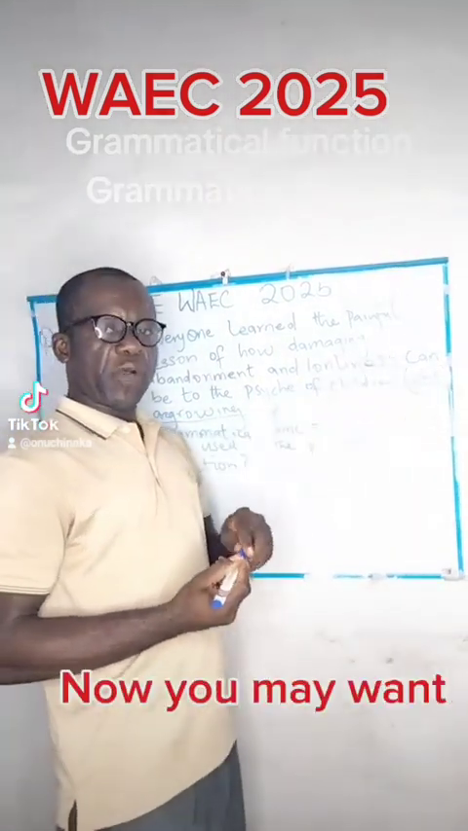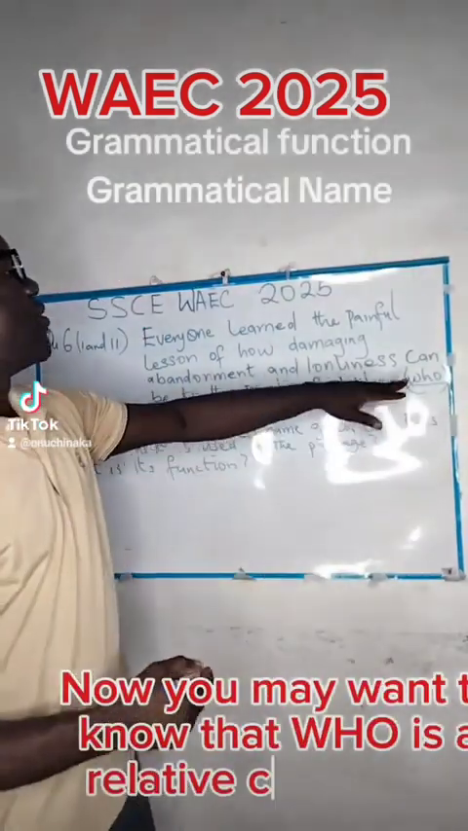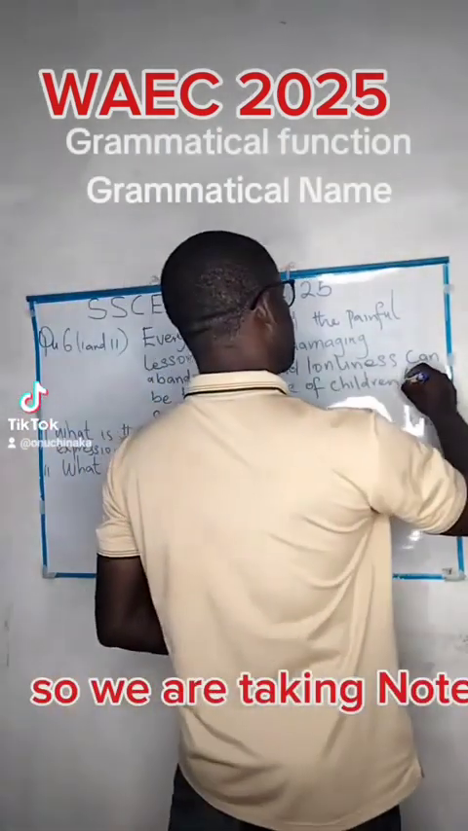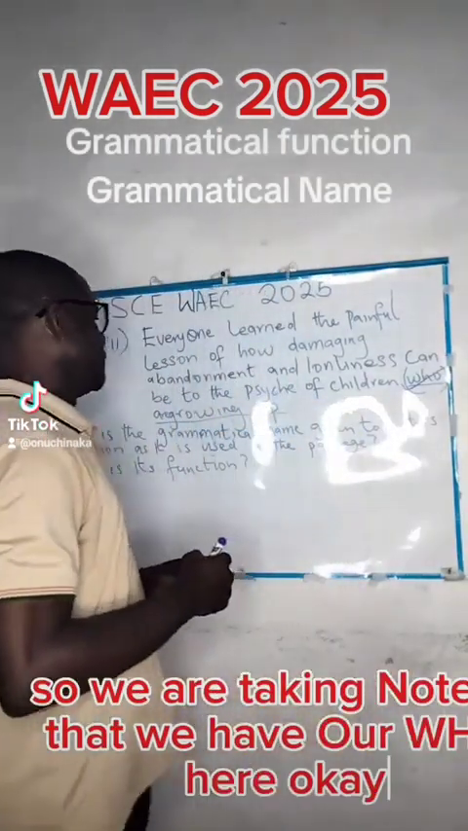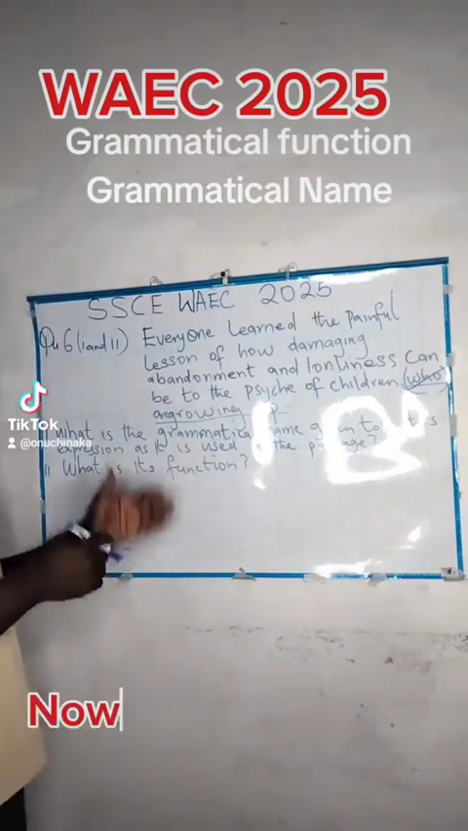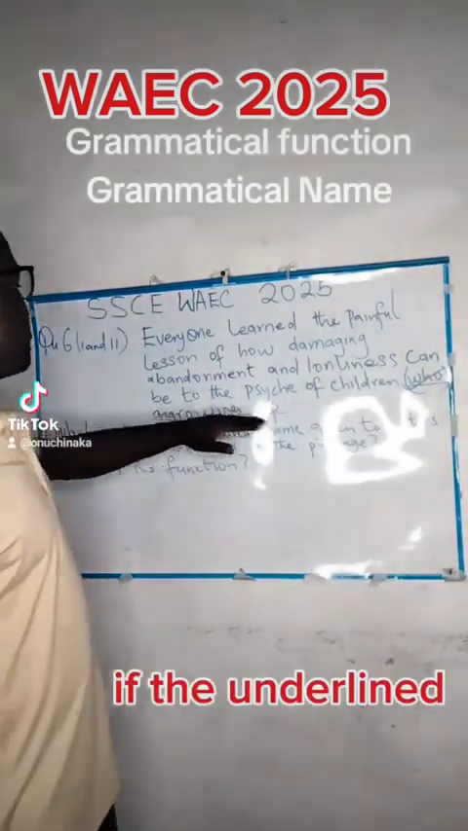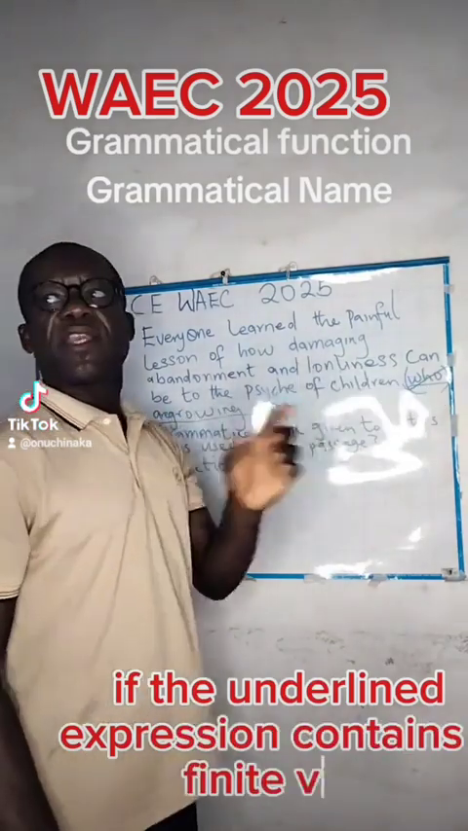Now you may want to know that who is a relative conjunction. So we are taking note of that. We have our who here. Okay? Now the second test is to check if the underlying expression contains a finite verb.